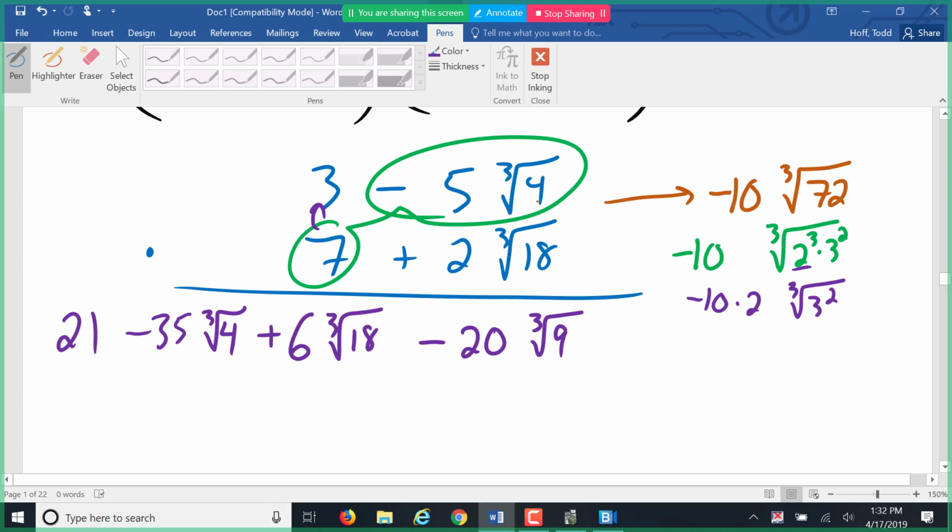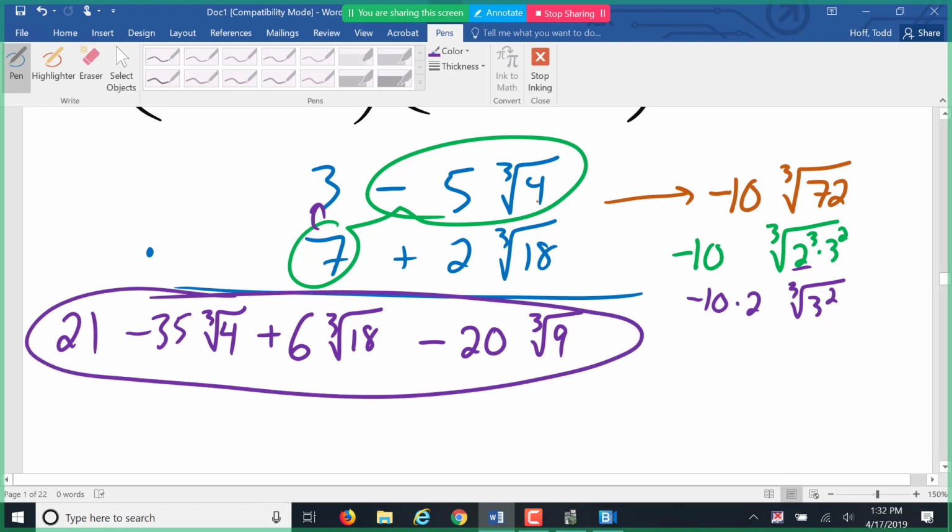You will notice here, there's absolutely nothing that we can combine beyond this. So this here is our answer. 21 minus 35 times the cubed root of 4 plus 6 times the cubed root of 18 minus 20 times the cubed root of 9. That is ugly. I won't argue with you there. Let's have even more fun with it.